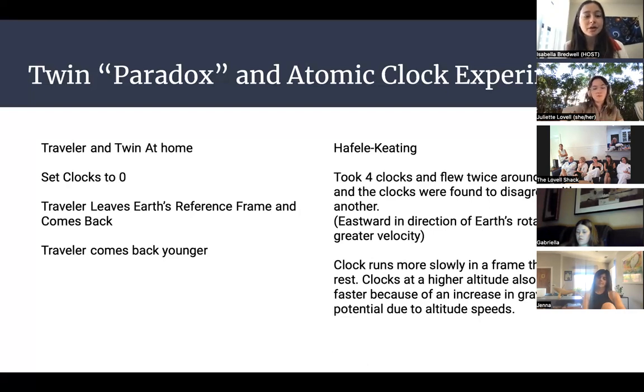And then also on Earth, clocks at a higher altitude actually run a little bit faster because of the gravitational potential of the Earth. Yeah, so even on Earth, our time is off a bit.